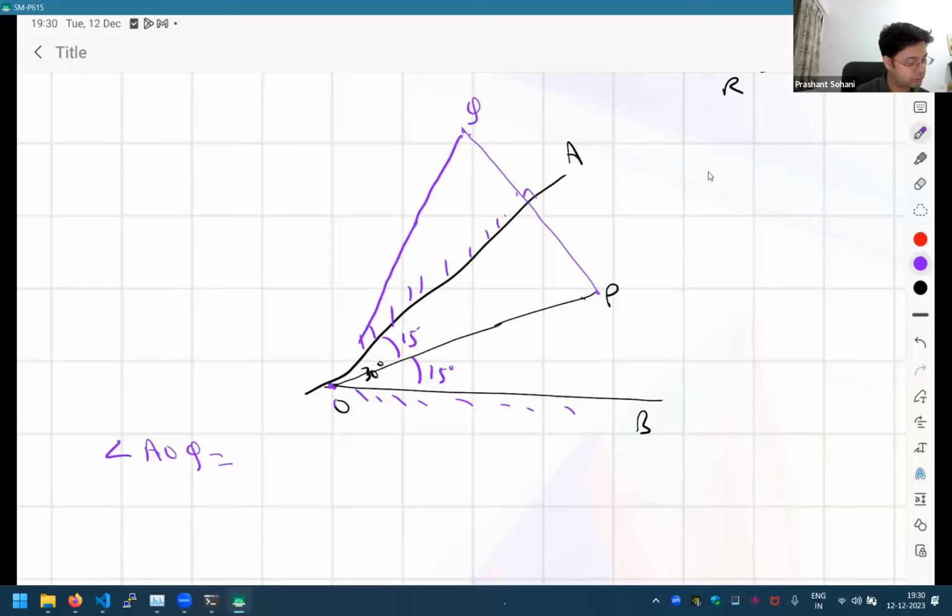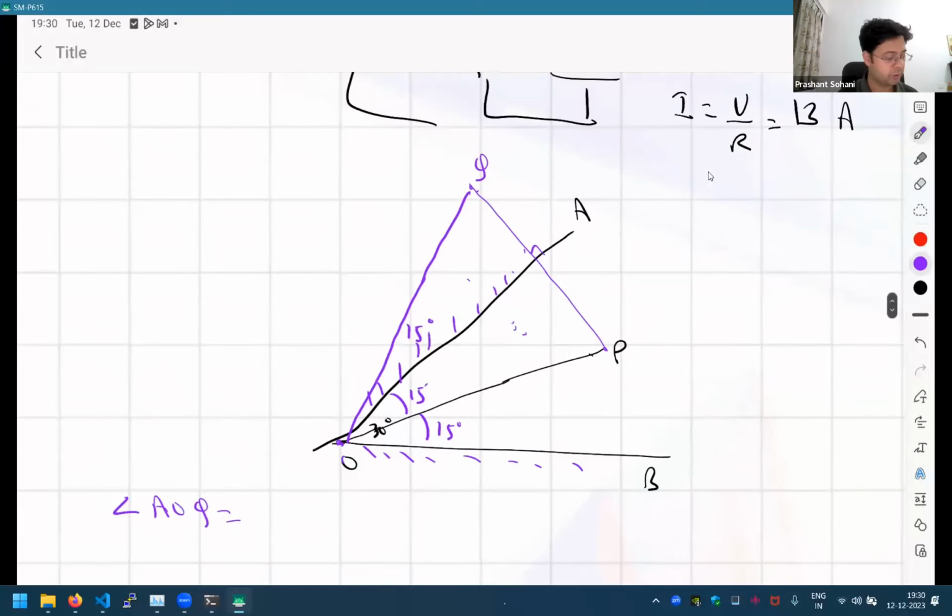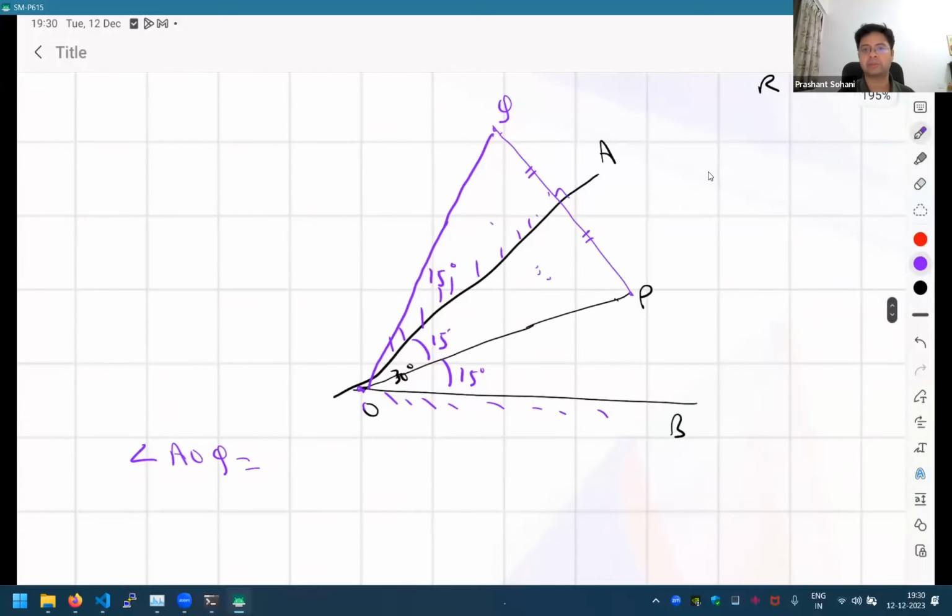If I join this, 15 degrees, this is also 15 degrees. Why? We have congruent triangles, right? These two triangles are congruent because of this distance being equal. You can work out the SAS test or whatever test we are talking about. But the conclusion is that this angle is also 15 degrees.